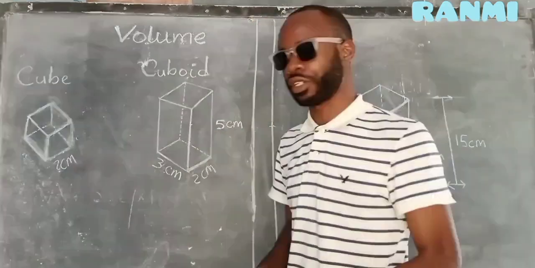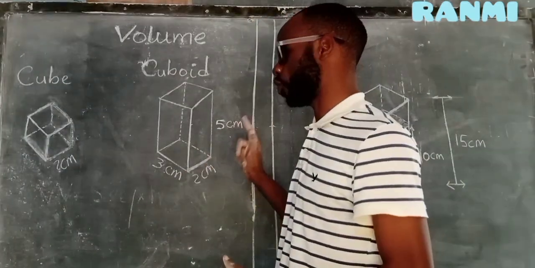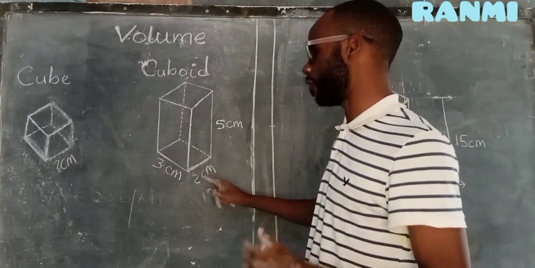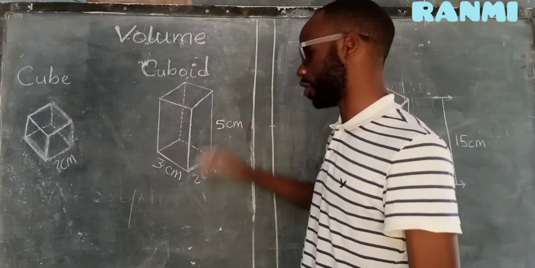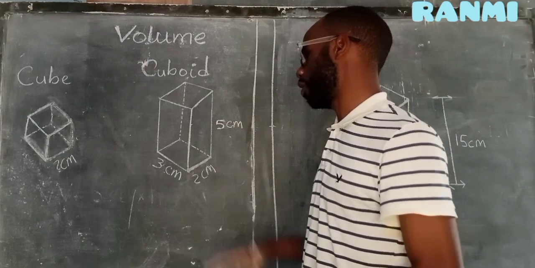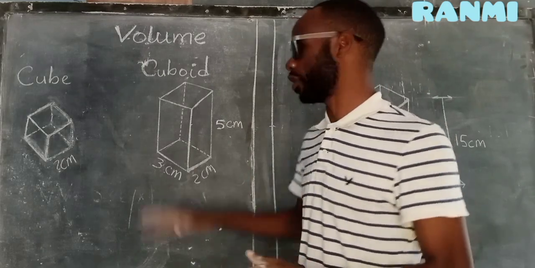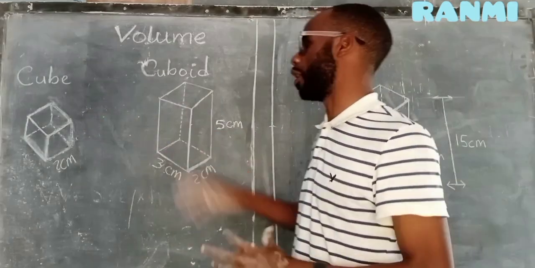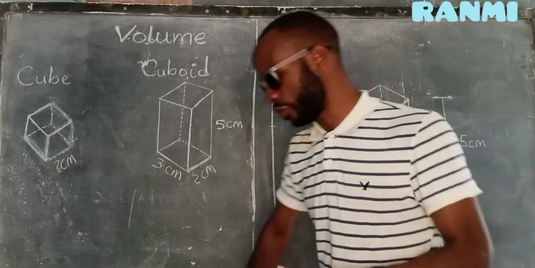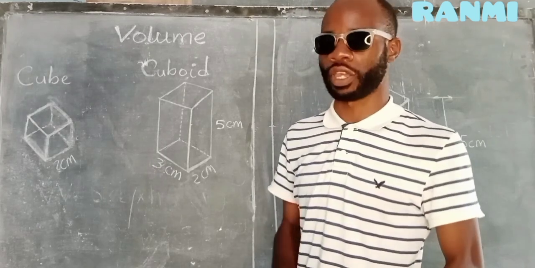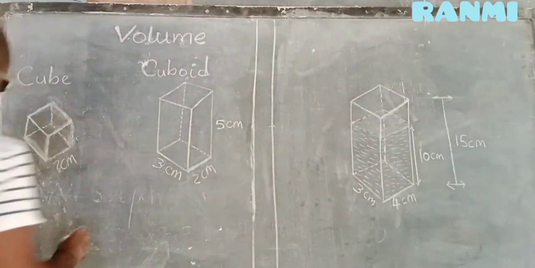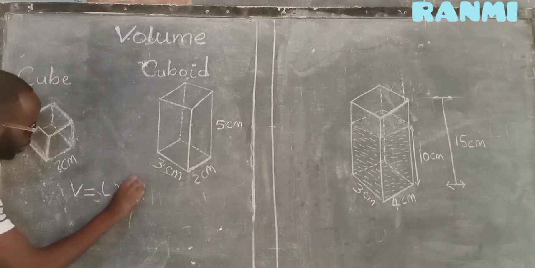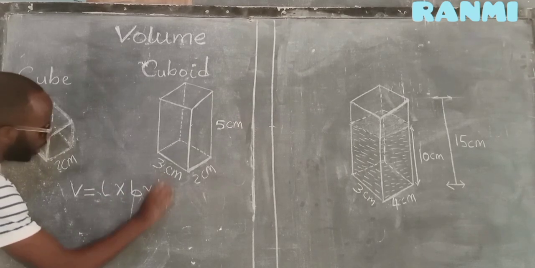This is a cuboid. A cuboid has at least one distinct measure. This is 3 centimeters, different from this one, 2 centimeters, and this side we have 5 centimeters. Where the measures are different, it is a cuboid. We have a cube and a cuboid. To calculate the volume of a cube or a cuboid, we use the formula volume is equal to length times breadth times height.